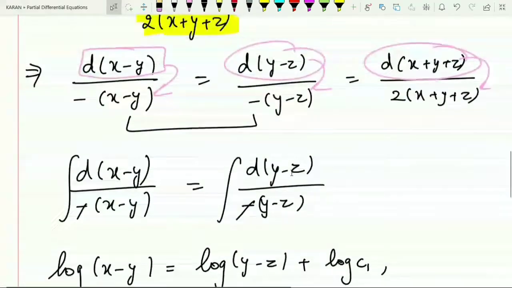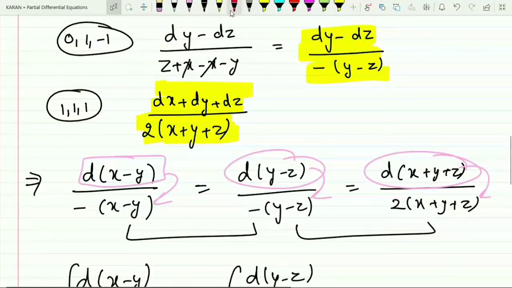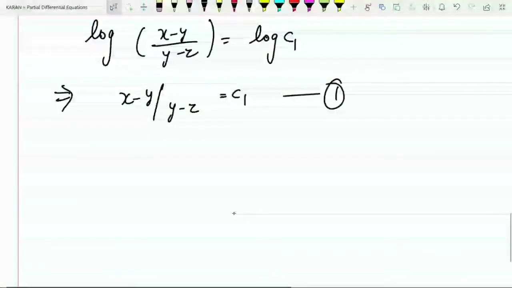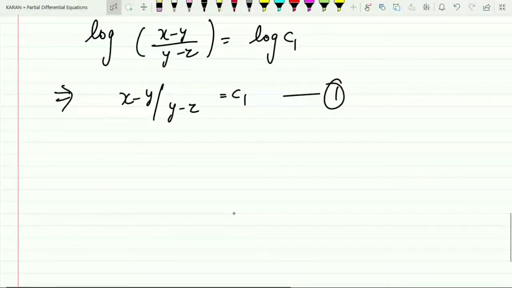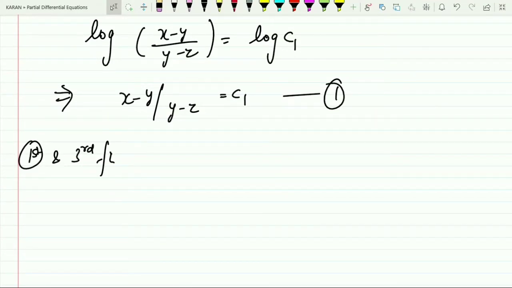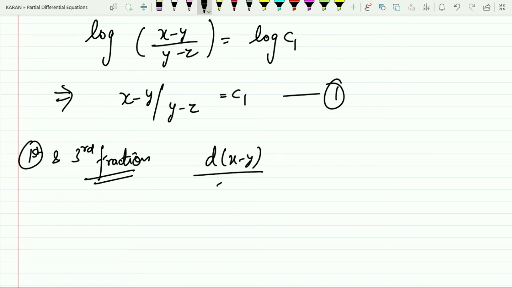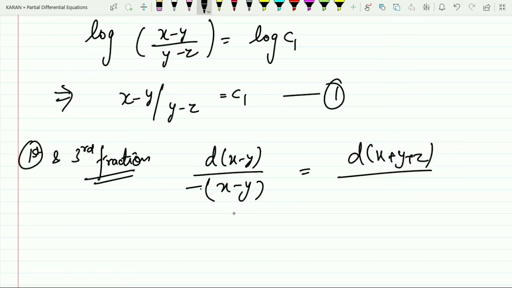Now if you combine the second and the third one, what you will get? Again, you can use the second and the third, or the first and the third, any one of them. So if you use the first and the third fraction, let me use that. Again, you can use any of them. What you will get is d of x minus y divided by x minus y. This was with a negative, I think. This was equal to the derivative of x plus y plus z divided by x plus y plus z, twice of. Bring all the terms on one side, and you can take this 2 here, and then you can bring all the terms on the right hand side.